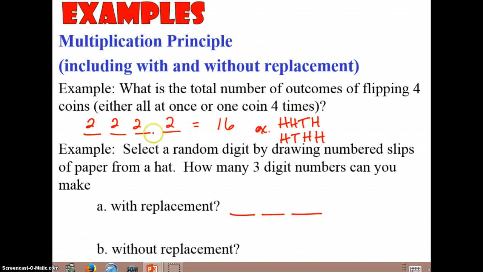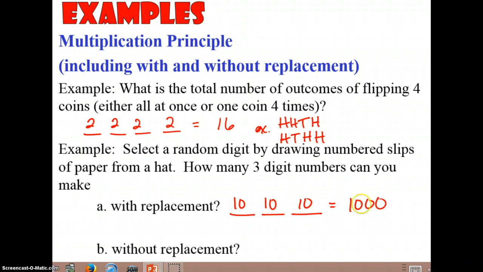With replacement, how many different slips of paper are there? There are 10. Put it back in, shake the hat back up, the next slip you draw, there are 10. Put it back in, shake the hat back up, there are another 10. For a total of 1,000.